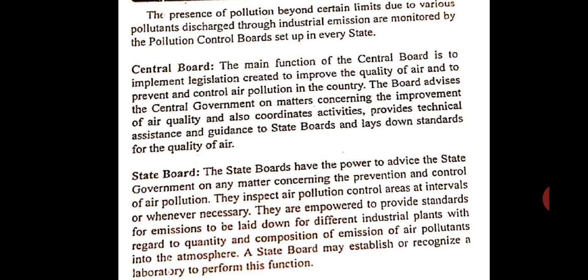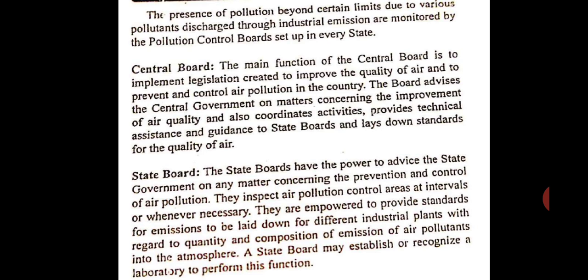Now coming to the state board. The state boards have the power to advise the state government on any matters concerning prevention and control of air pollution. They inspect air pollution control areas at intervals or whenever necessary. So in any state like Goa, Karnataka, these pollution control boards have offices in every district, and environmental officers are there. So they will inspect, they have full powers to go and inspect the industries and collect the samples.